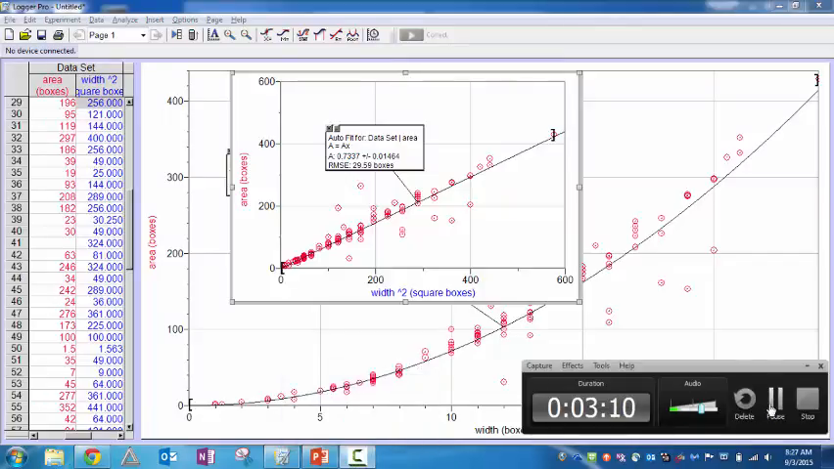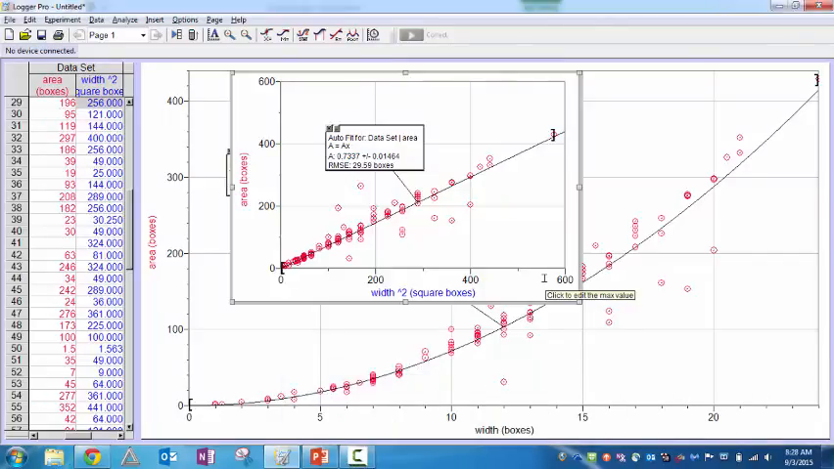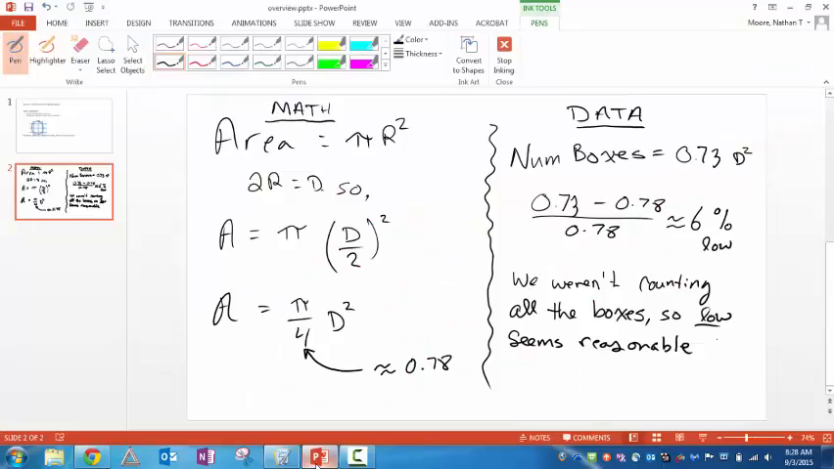Okay, now the interpretation. Area is equal to 0.73 width squared, and I'm pretty sure about that relationship. Now let's talk about what we know about circles. The area of a circle is pi times the radius squared, and twice the radius is the diameter. So the area is equal to pi times the diameter over 2, squared, or pi over 4 d squared. This is about 0.78. So math tells us that area is 0.78 d squared.